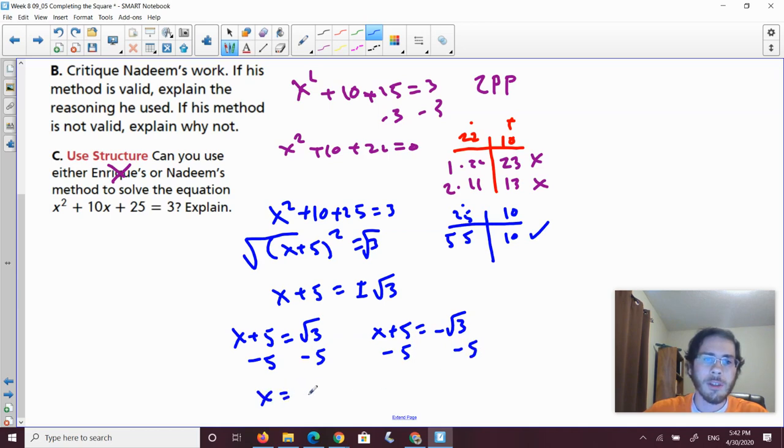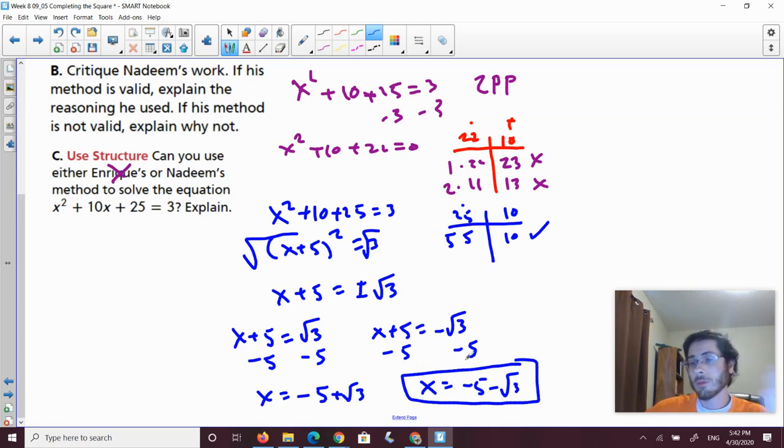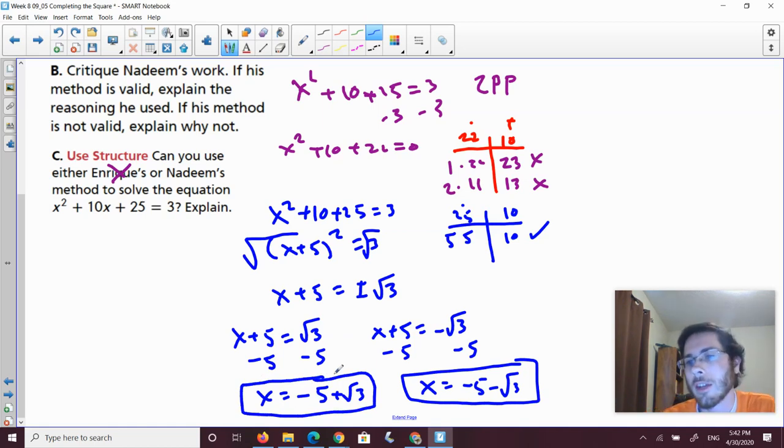So we get x equals negative 5 plus the square root of 3, and x equals negative 5 minus the square root of 3. Well, we got two answers. Well, that was pretty decent. They don't look like super friendly answers, because they're not integers, they're irrational. But that's okay. We saw that those could come up when we're solving by square root.